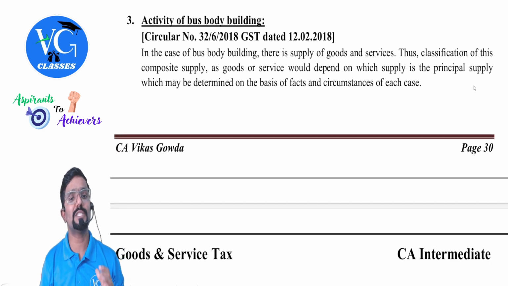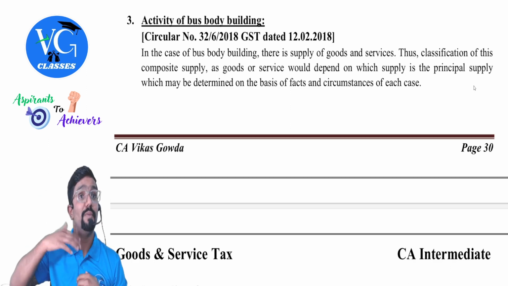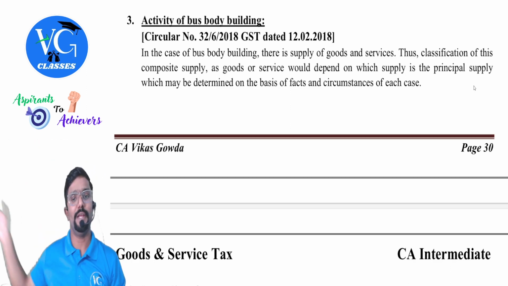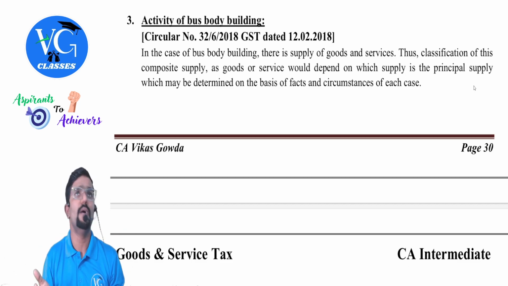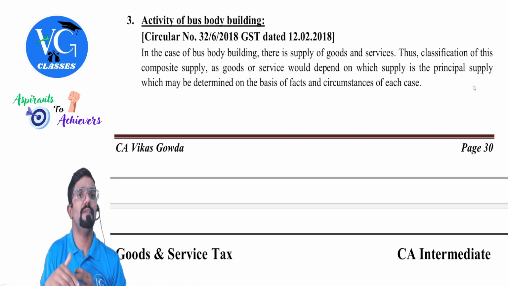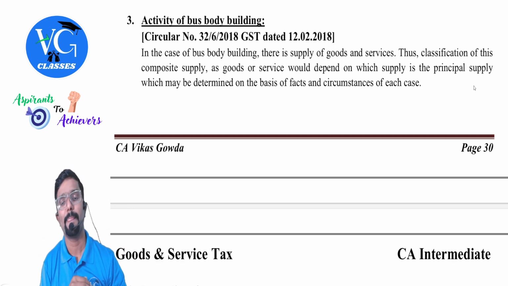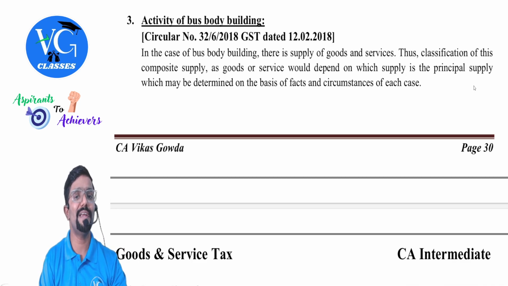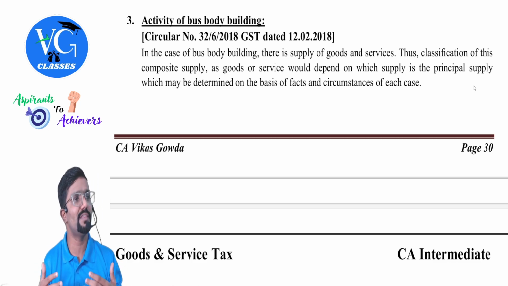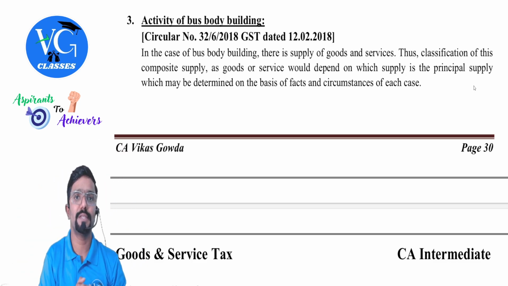Next, the activity of bus bodybuilding. Not a person's bodybuilding, bus bodybuilding. In the case of bus bodybuilding, there is a supply of goods along with service. Obviously, they will use various goods in bus manufacturing. Along with that, will there be a service also, sir? Yes. Thus, classification of this composite supply as either goods or service would depend on which supply is the principal supply, which may be determined on the basis of the facts and circumstances of each case. Guys, they didn't conclude anything. They told us to decide as per the circumstances.